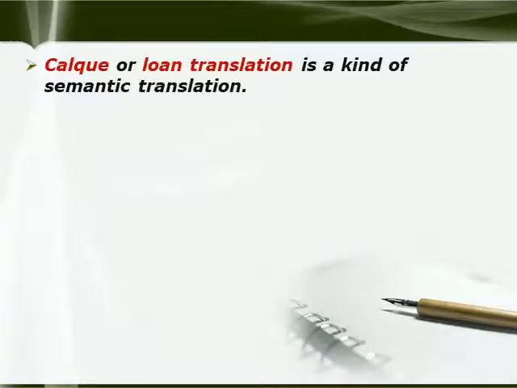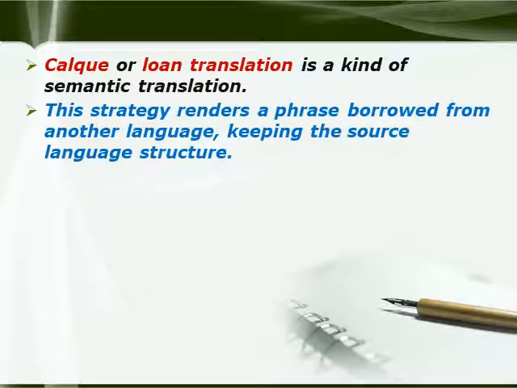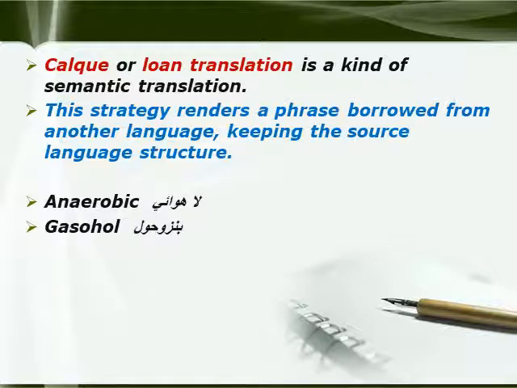The second strategy is the calque or loan translation, which is a kind of semantic translation. This strategy renders a phrase borrowed from another language keeping the source language structure. We have, for example, these words: anaerobic, and also we have gasohol.